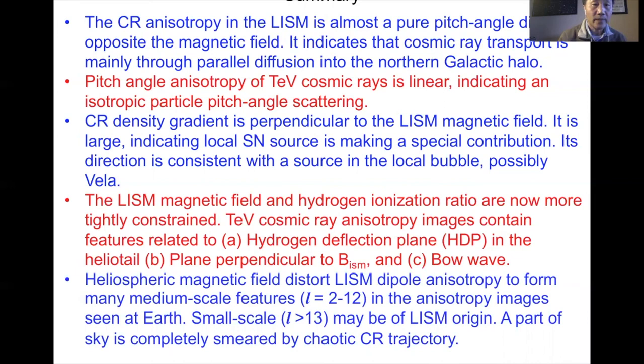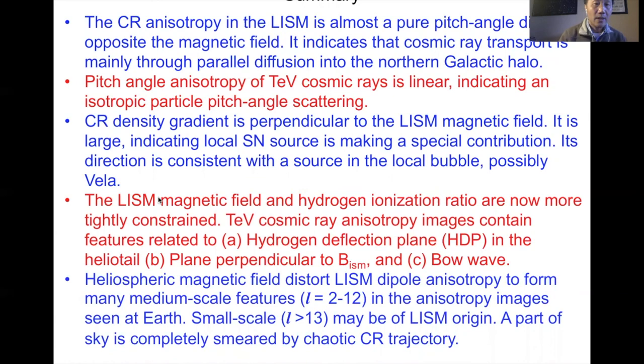Pitch angle anisotropy of TeV cosmic rays is linear. It depends on the pitch angle cosine, indicating that cosmic rays are scattered by an isotropic pitch angle spectrum process in the local interstellar medium. The cosmic ray density gradient is perpendicular to the local interstellar magnetic field. It is quite large, and indicates that there is a local source, and the direction is roughly consistent with a source in the local bubble, possibly the Vela supernova.